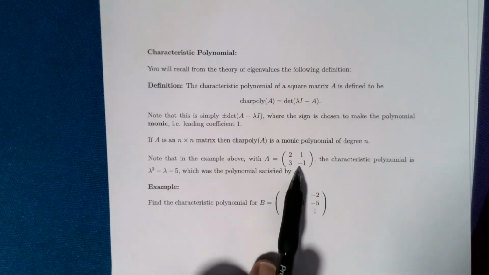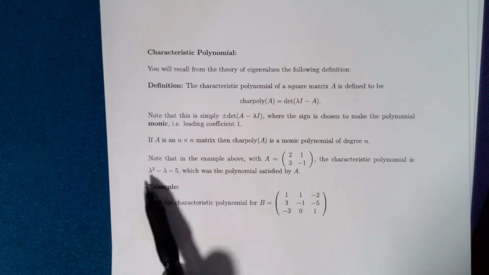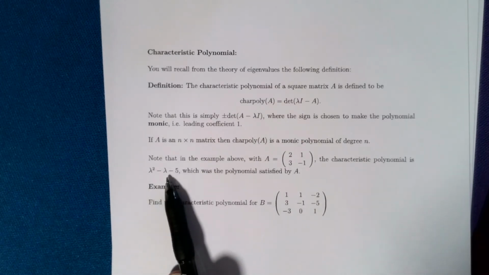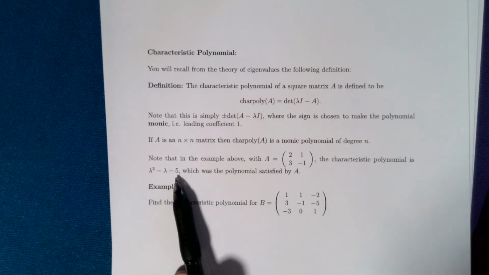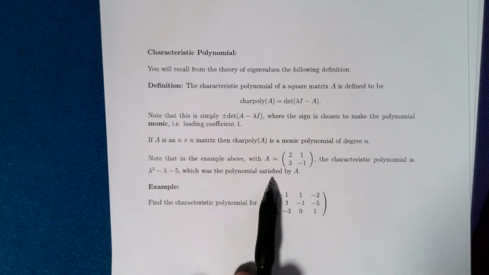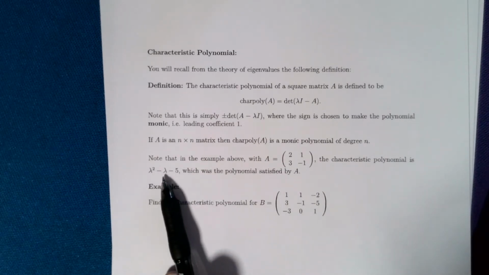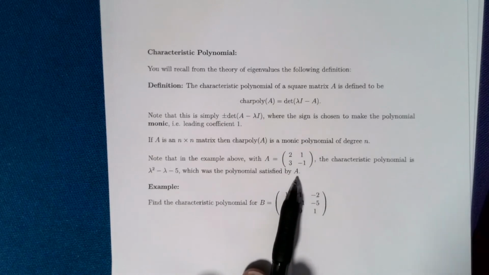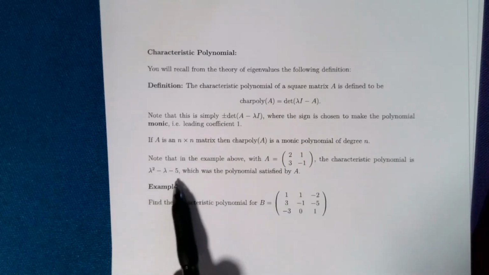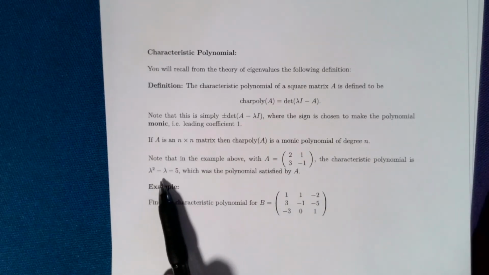Now, just to tantalize you here, note that in the above example, when we took this matrix, its characteristic polynomial, which I leave you to check, turned out to be lambda squared minus lambda minus 5, and that was precisely the polynomial we used to get our identity. So we had A squared is A plus 5I. It looks like what we're headed towards is that the characteristic polynomial is going to give us the polynomial that the matrix satisfies. And that is our rather big theorem for this section.